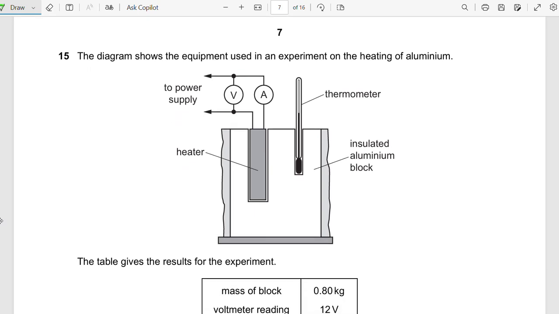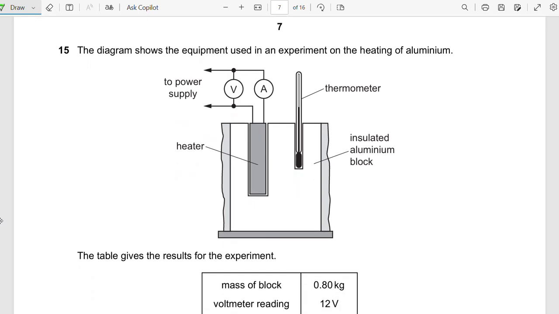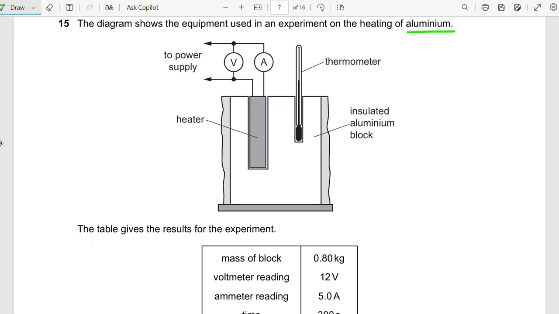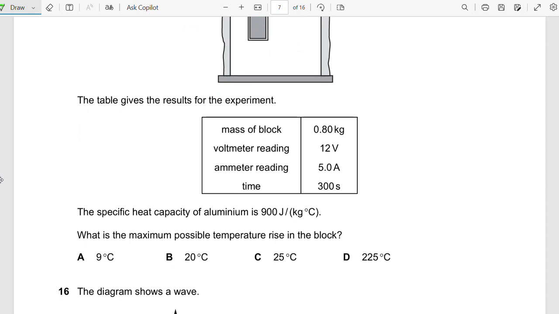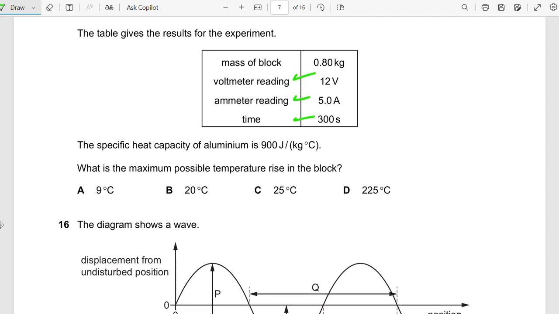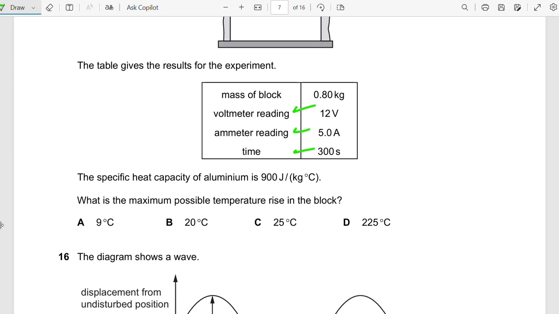Question 15 says the diagram shows the equipment used in an experiment on the heating of aluminium. You see the diagram? I have a meter, I have a voltmeter, I have a thermometer. Here I have a heater. The table gives the results for the experiment: mass, potential difference, electric current, and time. Now they say the specific heat capacity of aluminium is 900. This is the specific heat capacity.